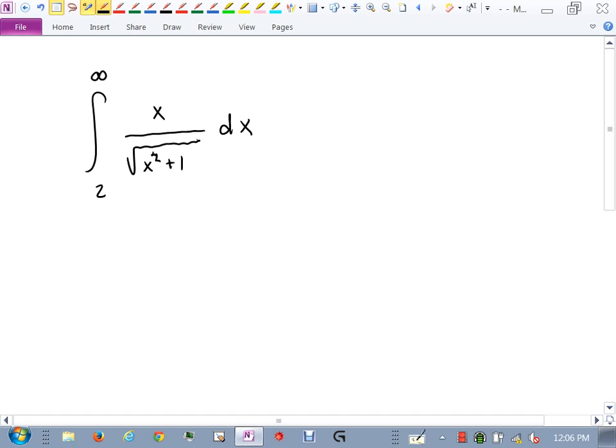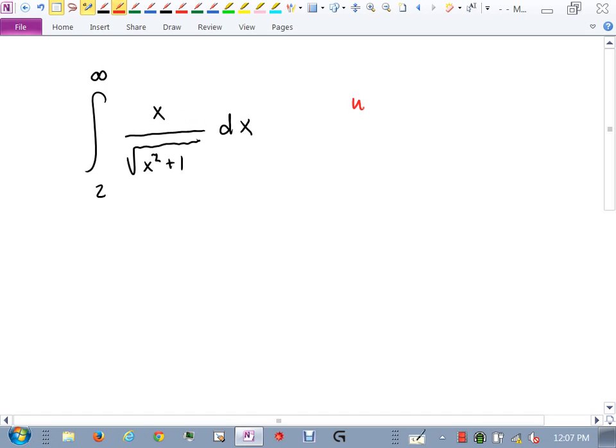Basic u sub. I see something, x squared plus 1. I see its derivative, kind of, x dx. So when I rewrite this, I'm going to get something like something over square root of u, right? Which is the same as u to what power? Negative 1/2. Or if we leave it down the bottom, it's u to the 1/2. And so we said if p was less than 1, which it would be, it's going to diverge. So there wouldn't be a whole lot that I would have to do here just to show that this would diverge.